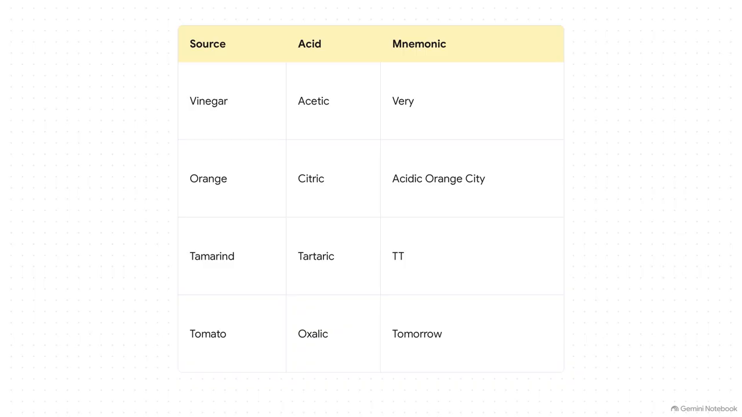This brilliantly illustrates how we can easily remember the natural acids found in our foods. Memorizing these for exams can be super tricky, so use this fun mnemonic. Very acidic Orange City. Vinegar has acetic acid, and oranges or lemons have citric acid. For the rest of them, just imagine your friend asks you to play table tennis, but you really need to study. You tell them, TT tomorrow. Tamarind contains tartaric acid, and tomato contains oxalic acid. Seriously, it's an absolute lifesaver for memorizing these facts quickly and permanently.